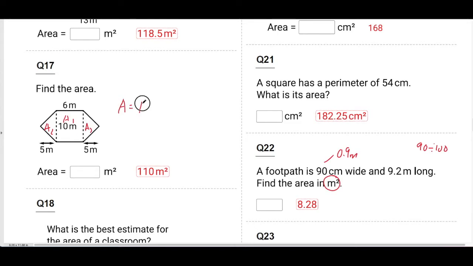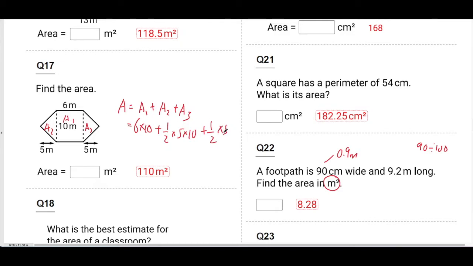Area equals A1 plus A2 plus A3. So what's A1? A1 is just 6 by 10. So 6 times 10 plus the A2. Well, A2 is a triangle with a height of 5 and a base of 10, right? So half times 5 times 10. And then we can just add the A3. Now, A3 is just going to be the same as the A2 because these two triangles are exactly the same.